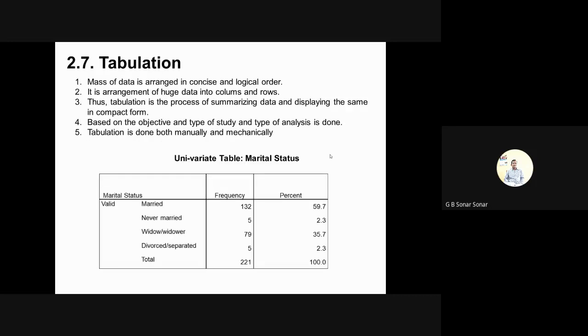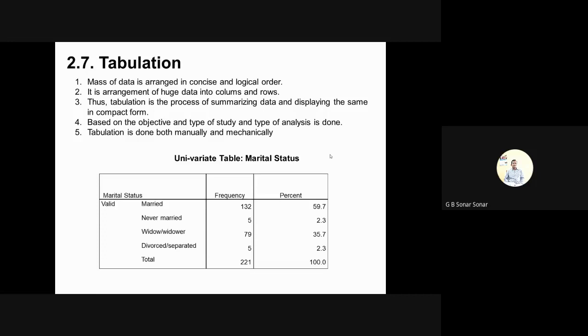Now the seventh sub step, that is the last step of data processing, is tabulation. All of us know what tabulation is. Tabulation is nothing but presenting huge or mass data in a concise or logical order. 221 respondents answered about their marital status. If we do not arrange those 221 answers in a concise and logical order, we will not be able to understand marital status.